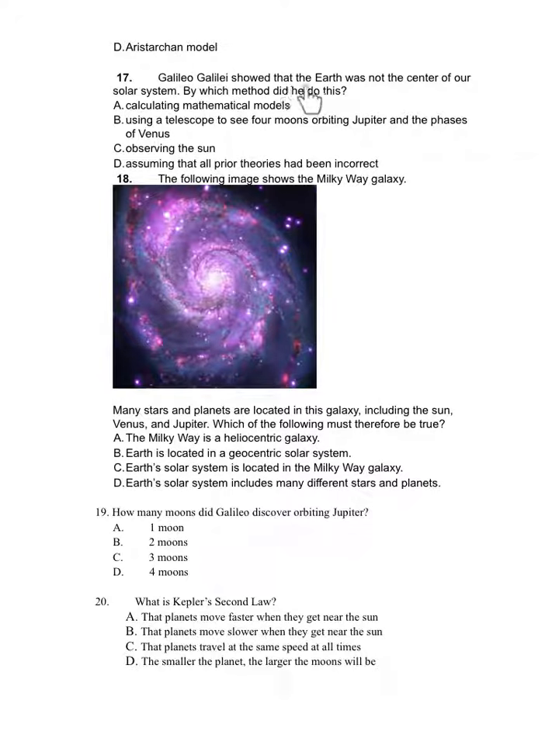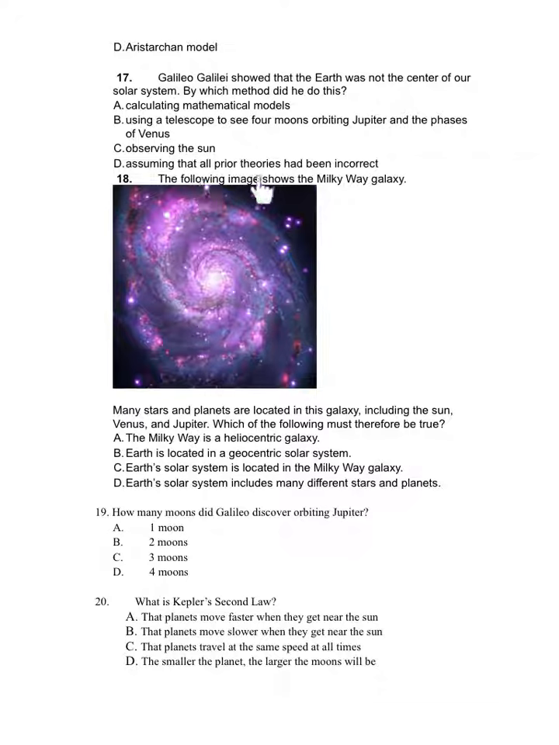Number 17. Galileo Galilei showed that the Earth was not the center of our solar system. By which method did he do this? A. Calculating mathematical models. B. Using a telescope to see 4 moons orbiting Jupiter and the phases of Venus. C. Observing the sun. D. Assuming that all prior theories had been incorrect.